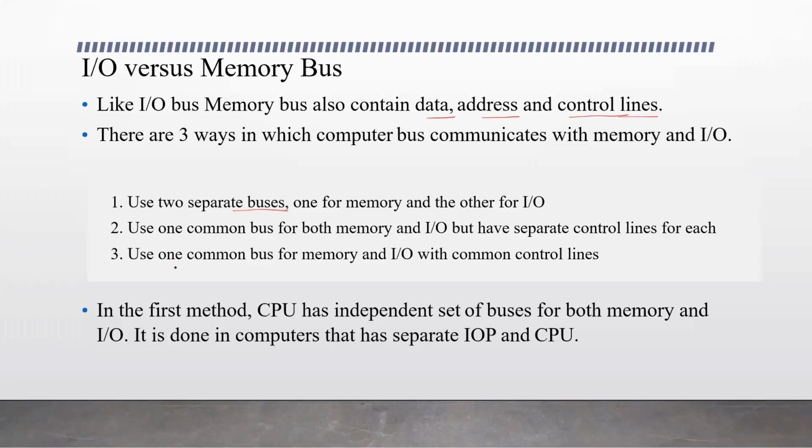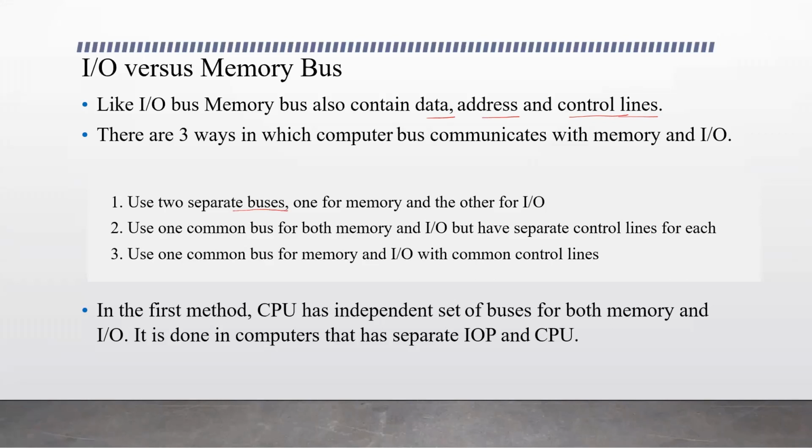And the third way is to use one common bus for memory and I/O with common control lines. One common bus and the control lines are also common. The first way, again, is to use two separate buses, one for memory and the other for I/O.